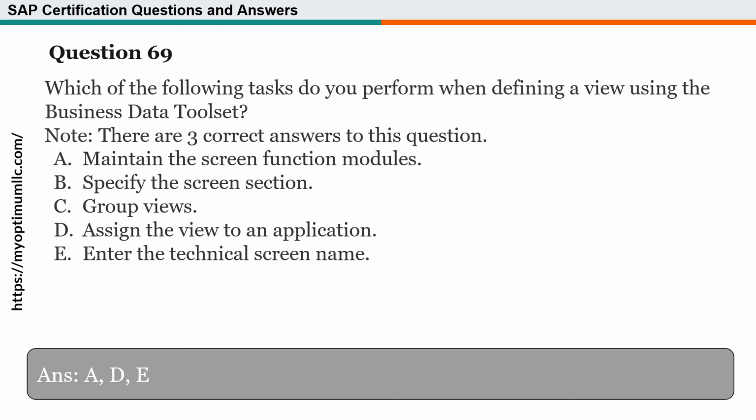Question 69. Which of the following tasks do you perform when defining a view using the Business Data Toolset? Note, there are three correct answers to this question. A. Maintain the screen function modules. B. Specify the screen section. C. Group views. D. Assign the view to an application. E. Enter the technical screen name.